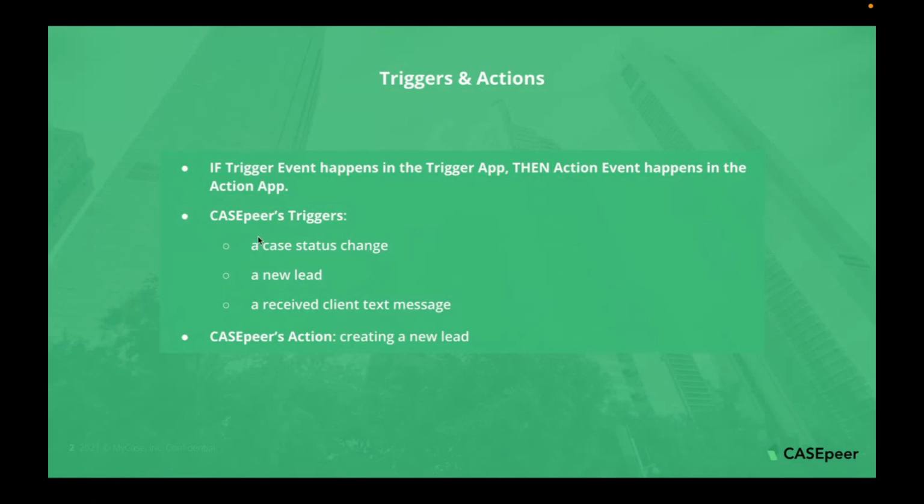Again, CASEpeer has 3 different triggers. We have a case status change, a new lead, or a received client text message. These triggers can be used so that you can set up maybe automated notifications in other apps, automated messages, automated emails. That's how these triggers can be used. If you're using CASEpeer's action of creating a new lead, that's because your firm uses some other app or some other lead generator, and you need those leads to come into CASEpeer. So that's how you can use our triggers and actions there.